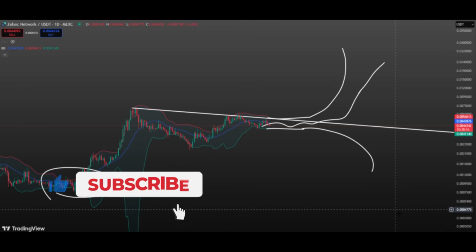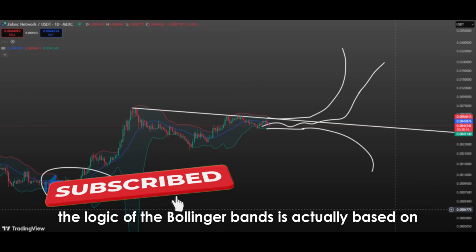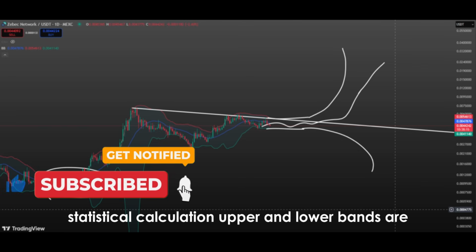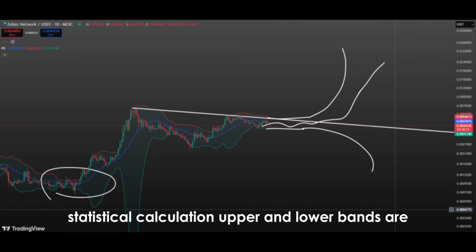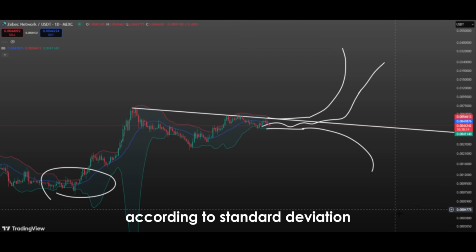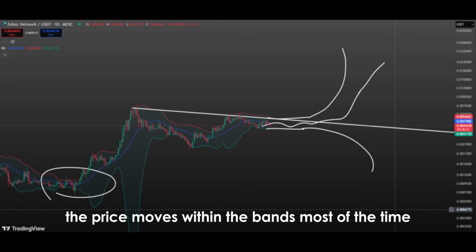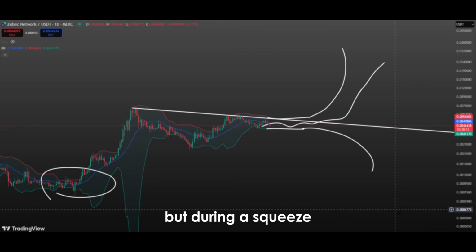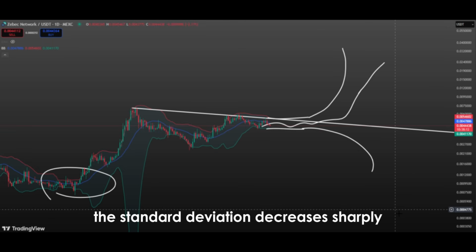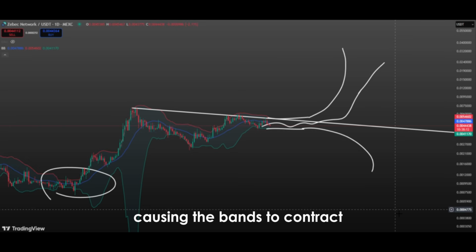a short time. The logic of the Bollinger Bands is actually based on statistical calculation. Upper and lower bands are drawn around the average price according to standard deviation. These bands represent the natural fluctuation limits of the price. Normally, the price moves within the bands most of the time, but during a squeeze, the standard deviation decreases sharply, causing the bands to contract.